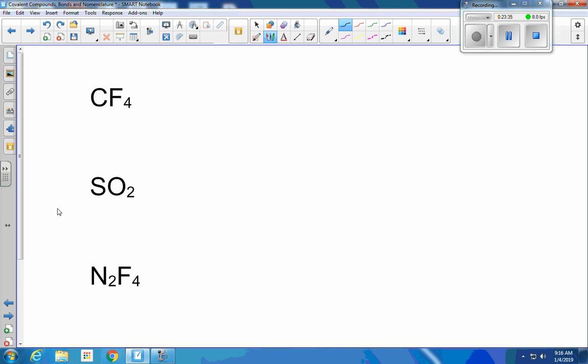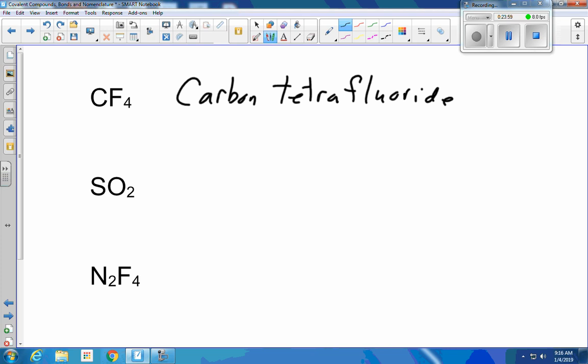So let's think about this one. It's going to be carbon what? Carbon. What's the prefix? Okay, 4 of them. So tetra. So that's carbon tetrafluoride.